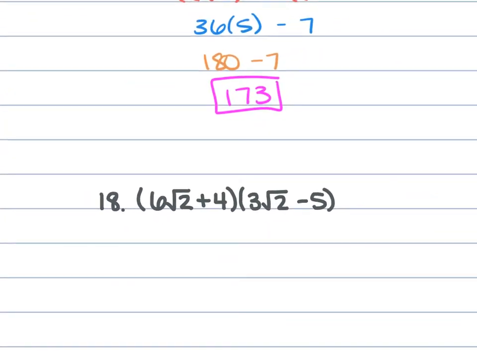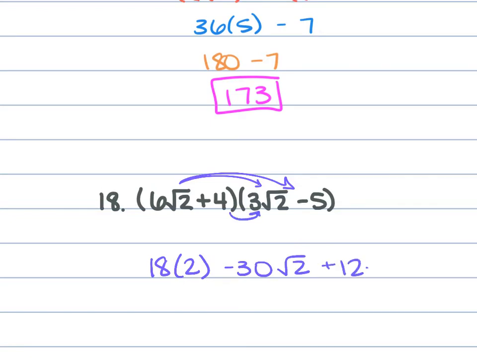For 18, we have 6 square root 2 plus 4 times 3 square root 2 minus 5. So 6 square root 2 times 3 square root 2 is 18 square root 4, which is also 18 times 2. The 6 square root 2 times negative 5 is negative 30 square root 2. The 4 times 3 square root 2 is 12 square root 2. And the 4 times negative 5 is negative 20.